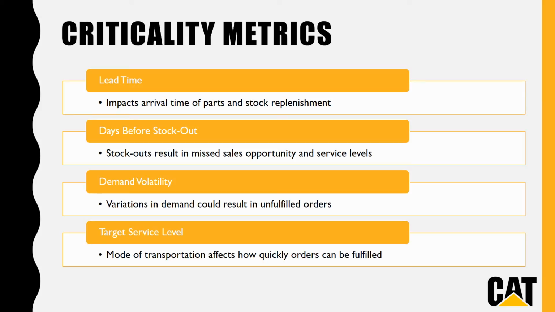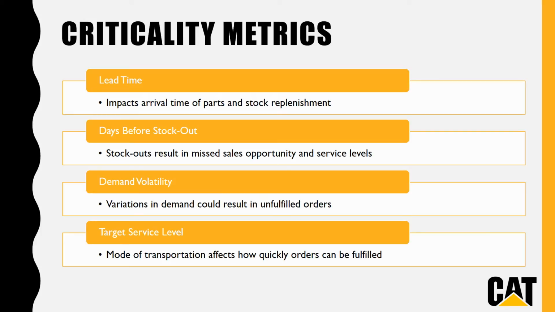The second metric is days before stock out. This information we calculated by dividing on-hand inventory by daily demand. This is essential because we want to make sure there is enough inventory on hand before the shipment arrives so the target service level can be reached.